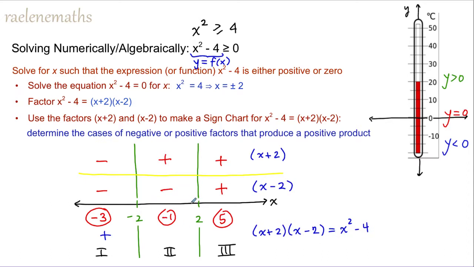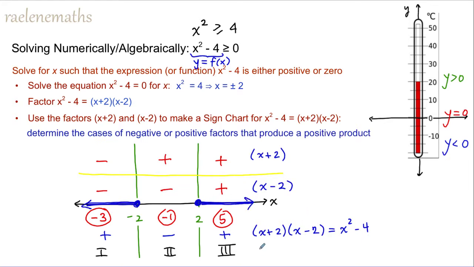The x values in region 2, positive times negative, make the output function x squared minus 4 value a negative quantity. And lastly, positive times positive gives a positive result for the function in region 3. We were looking for x values that made the function either positive or equal to 0, and so we know the zeros occurred at the roots negative 2 or 2. We also want region 1, which is to the left of x equals negative 2, or region 3, which is to the right of x equal to 2.